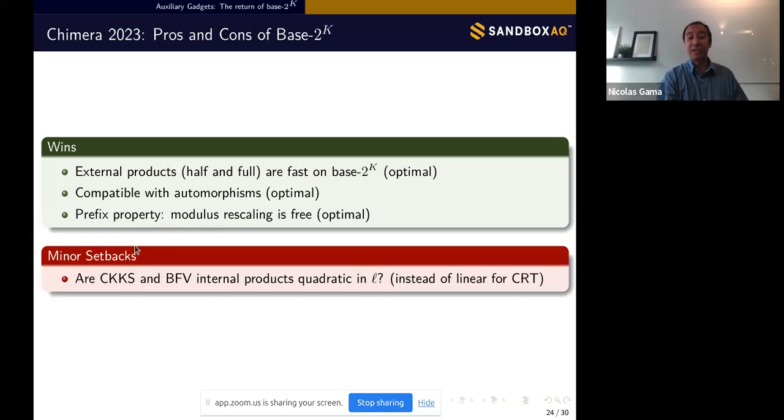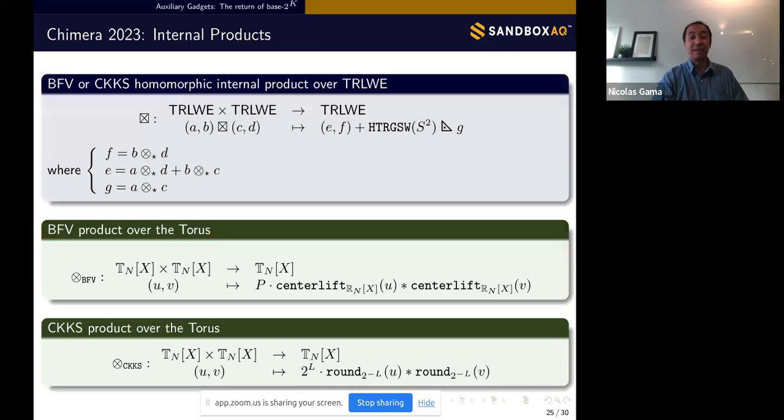So there is just a minor setback potentially. What happens with the internal product? Do they become quadratic in L instead of linear in the CRT version? So this is the internal product. Basically, how two degree 1 polynomials are transformed into a degree 2 expression by doing some cross-term products. And there are two interpretations of the product: the BFV product, that is a Montgomery product over the torus, and the CKKS product, where we pick a subring and we round everything in this subring.